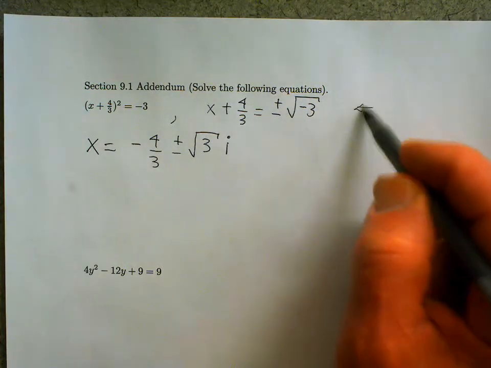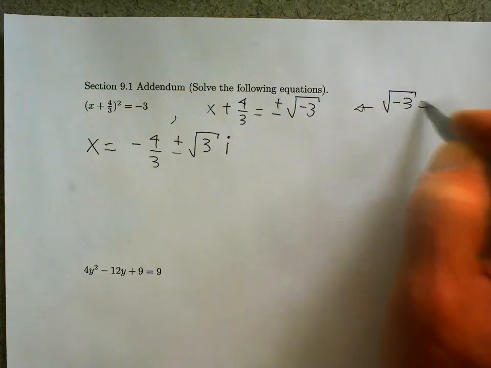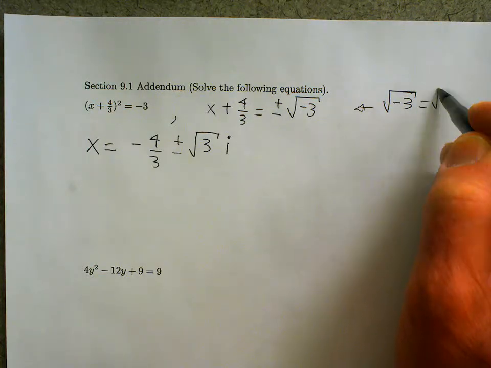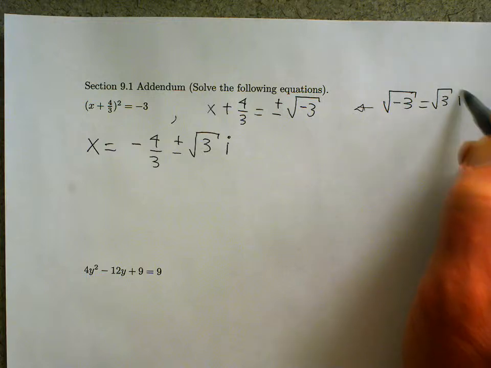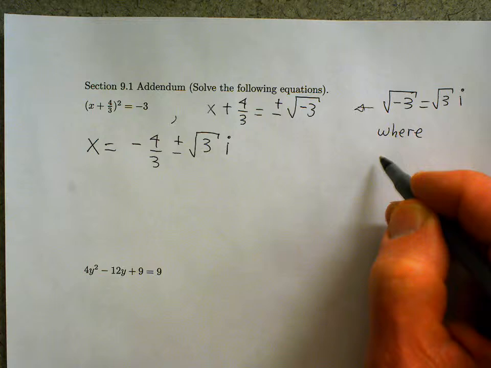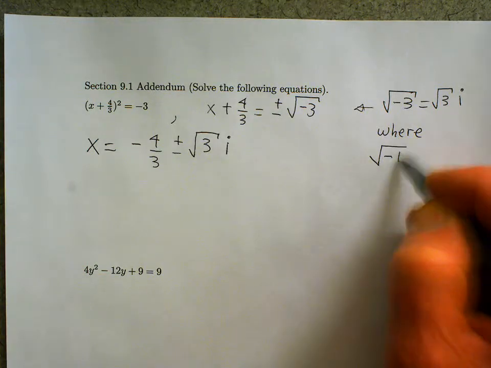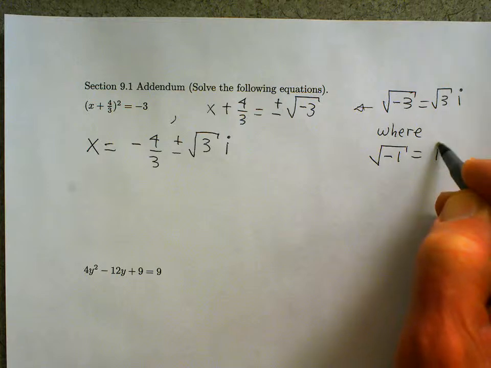So here we remember that the square root of a negative is equal to the square root of a positive number multiplied by i. And we're using the definition of the imaginary unit. The square root of -1 is equal to i.